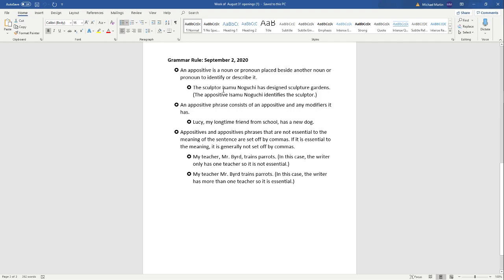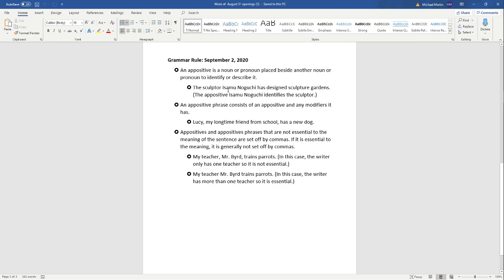So just to get on with it, we're going to read right through this example. The sculptor Isamu Noguchi has designed sculpture gardens. The appositive in this sentence is Isamu Noguchi, and it identifies the sculptor. So how can we identify an appositive? Well, here's a little trick. Let's read the sentence again. The sculptor Isamu Noguchi has designed sculpture gardens. Remove Isamu Noguchi. I hope I'm pronouncing that right. And you have: the sculptor has designed sculpture gardens.